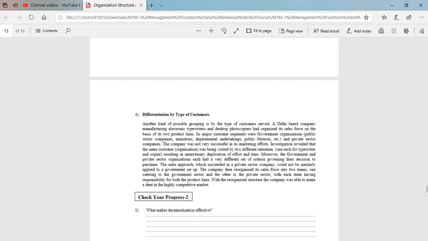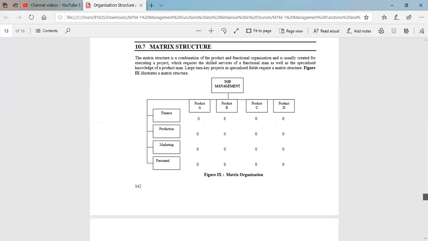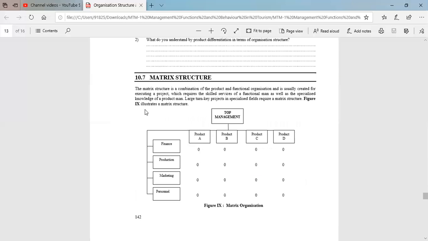So now I'm coming to the matrix. Matrix structure. So this is a matrix. You have seen it in mathematics in 11th, of course. If you go by sets, it also comes under sets.